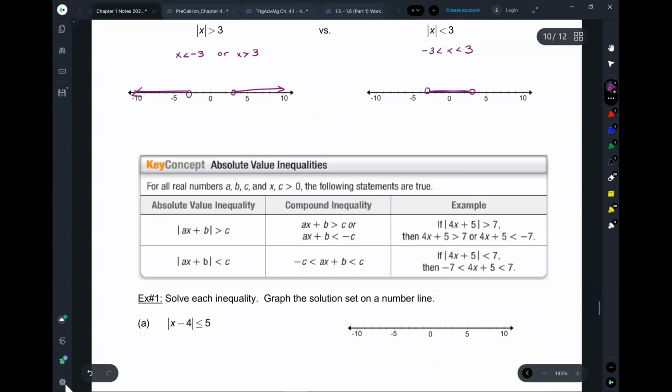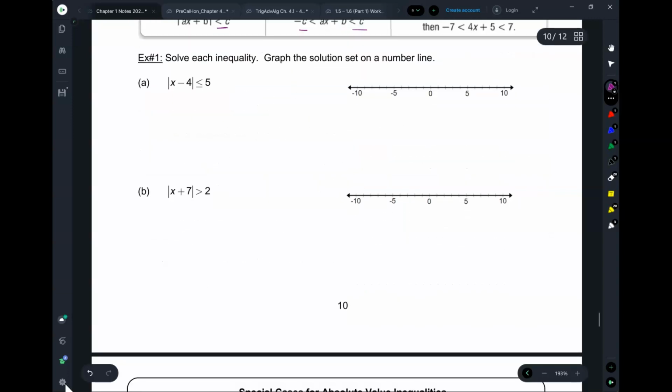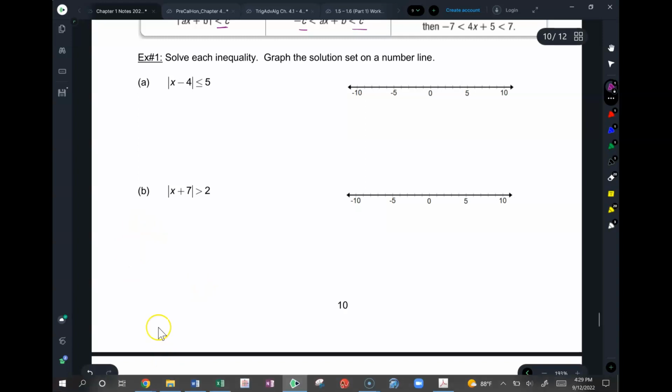So if we have an absolute value, that's a little bit more complicated. If you have an expression in the absolute value greater than c, that means you want the distance to be greater than positive c or less than negative c. And if you want the distance to be less than c, it means it has to be bound between negative and positive c. So let's go ahead and do this next one.